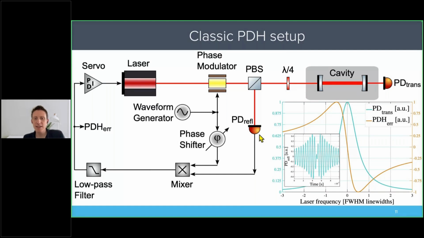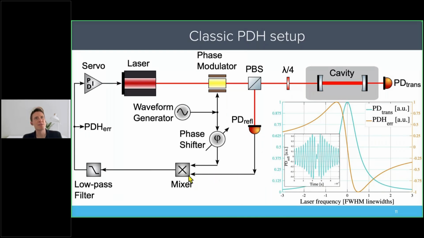Now this photodiode doesn't detect the field, it detects the power. It's a diode detector. The hint is in the name, and that's important too. Then the output of the photodiode goes to a mixer. A mixer is just a multiplier.